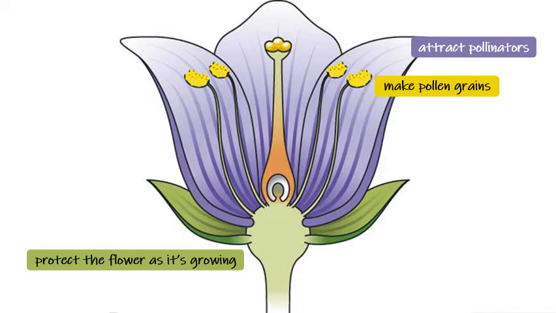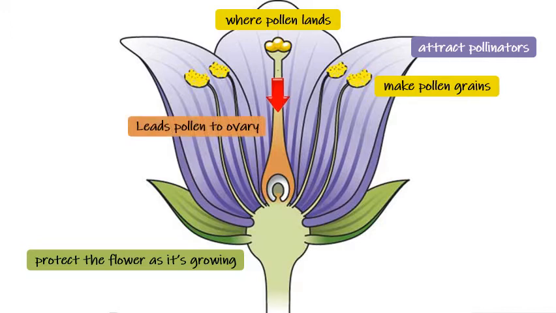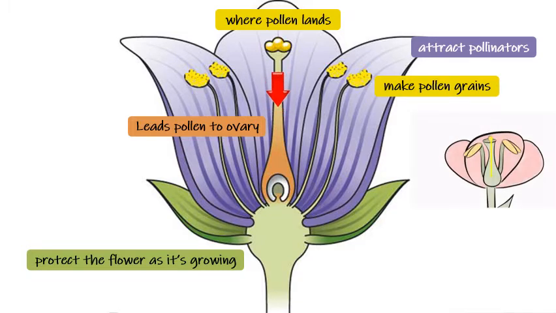The anther, the head of the male reproductive part, makes pollen grains. The stigma is where pollen lands. The style of the pistil leads pollen to the ovary. So pollen will land on the stigma and then it will go down through the style into the ovary.